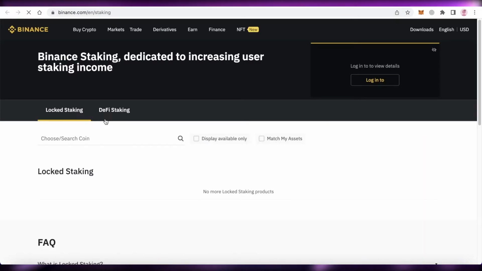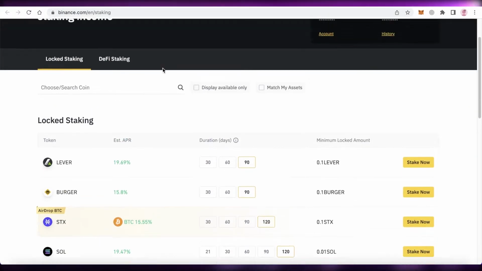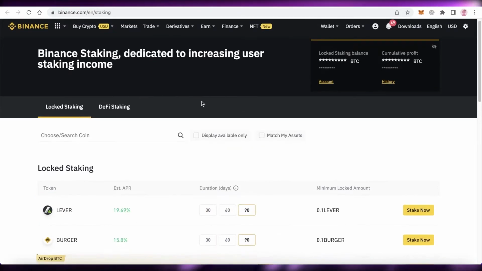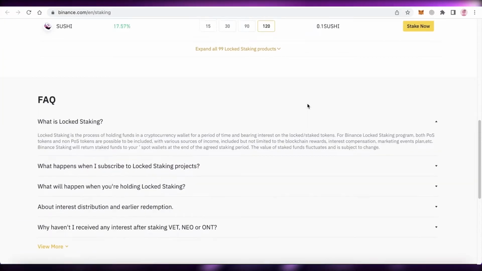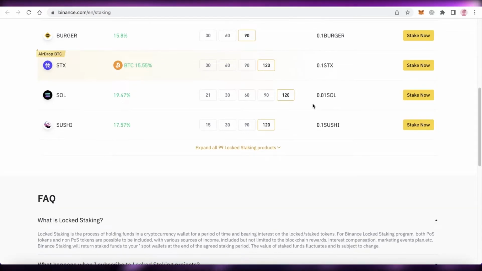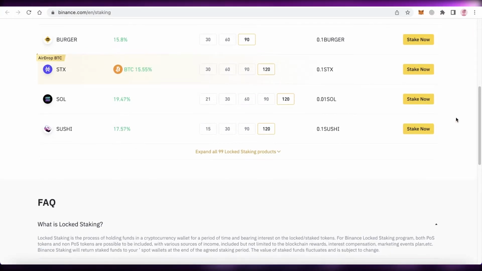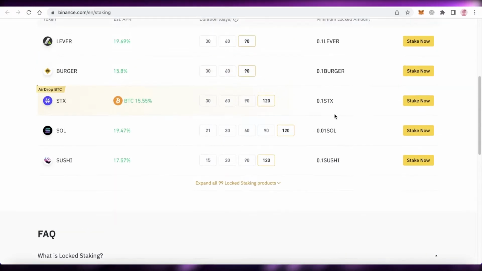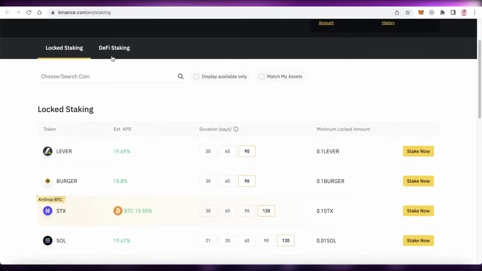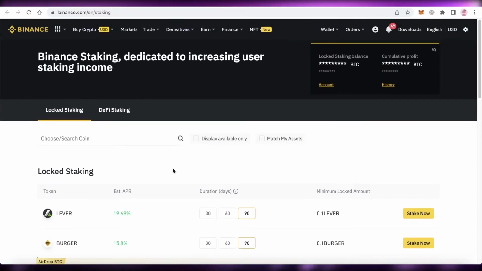So first off, you have locked staking, where you have low barrier entries. So as a user that you want to start locked staking, you don't need high yields, and it is basically holding your cryptocurrency in your wallet and bearing interest on the shared or locked tokens. And this is a lot like savings, you might be thinking, but this is because Binance is handling all the back end stuff and you're just doing the basic holding your money in your wallet.